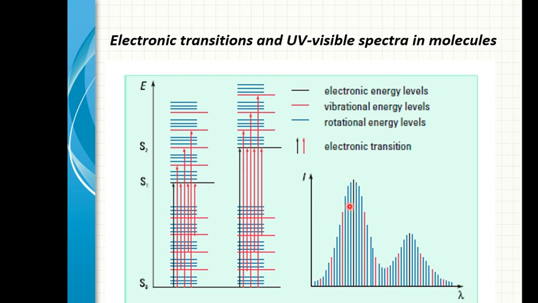So the band here in UV, which is electronic transition, is not a sharp band, it's a broad band. Why? Because it includes many vibrational and rotational transitions with it. Not only an electronic transition and just one. No, it includes many vibrational and rotational transitions. So it's called a broad band rather than a sharp one. Clear?